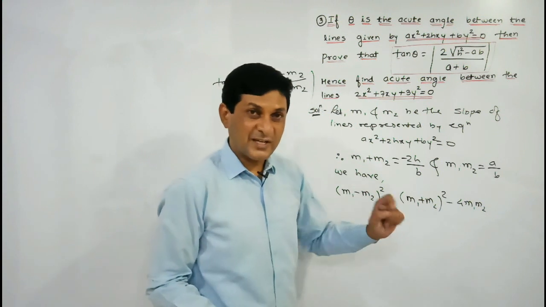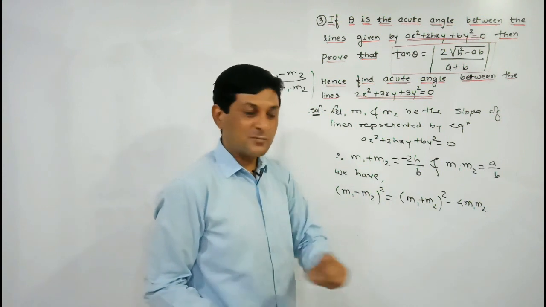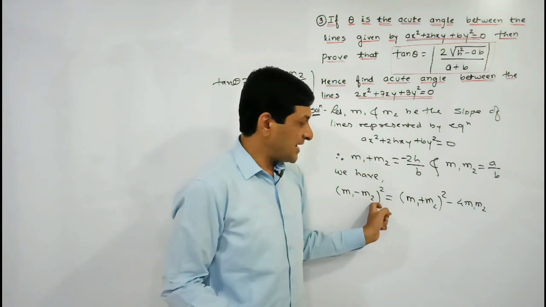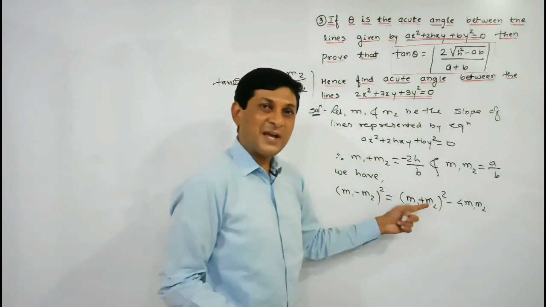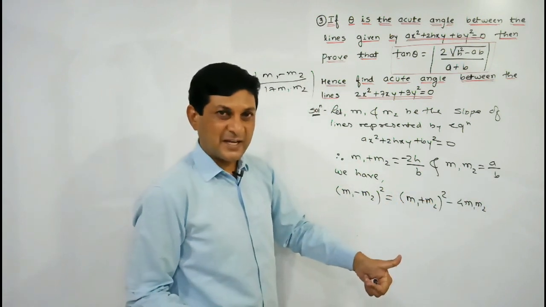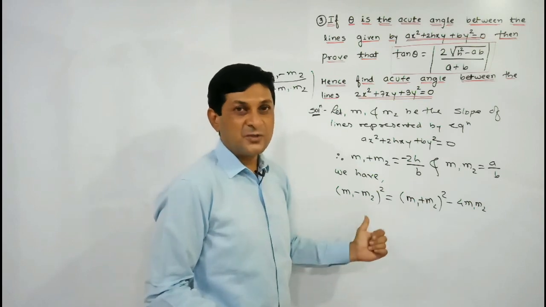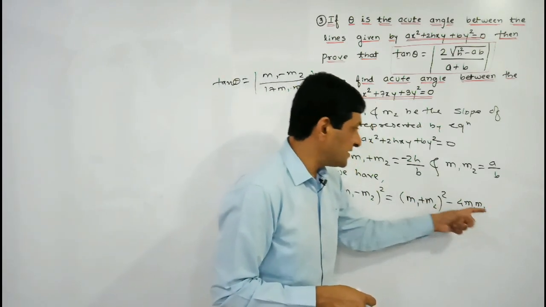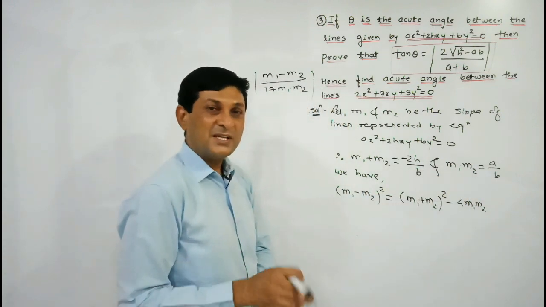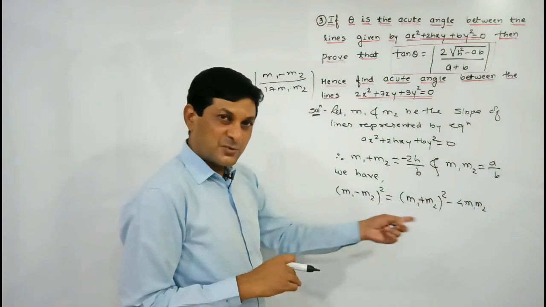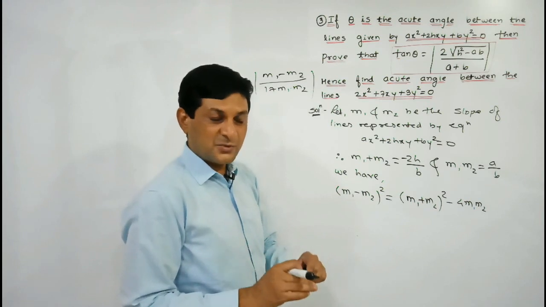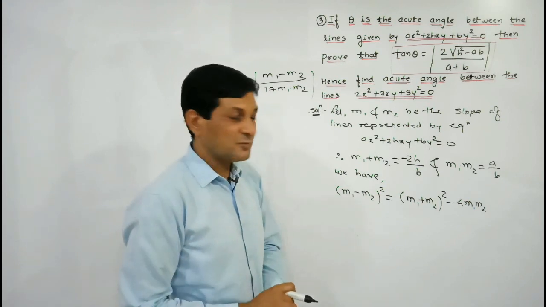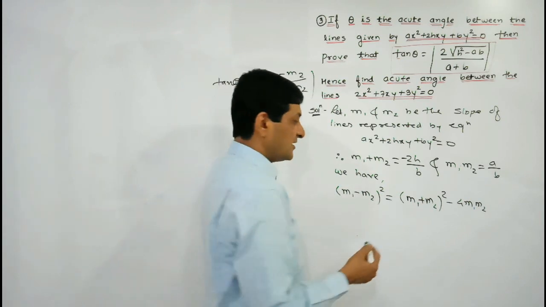What is the expansion? m1 square minus 2 m1 m2 plus m2 square, ये इसका एक्सपेंशन है, और ये साइड अगर सिंप्लीफाई किया तो आपको वही एक्सप्रेशन मिलेगा. So that's why we are using this result. And why are we using this result? In this case sum and product is there, and available values are also sum and product. So that's why using this important result we are trying to find out the difference of slopes.